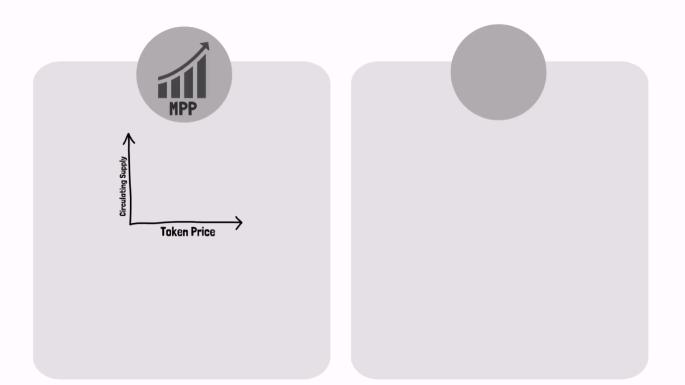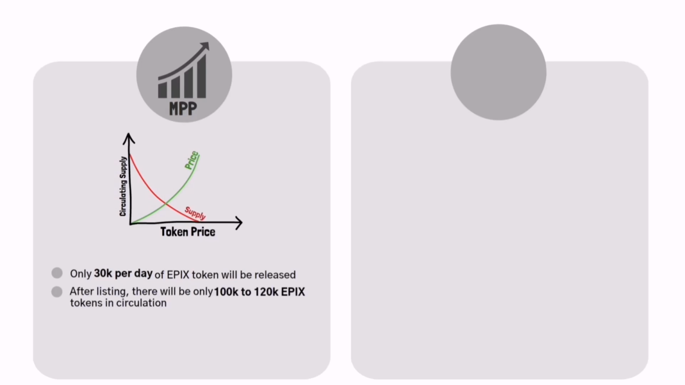As you all know, circulating supply plays a big role in defining the token price of a project. If the circulating supply of a token is under control, their price will skyrocket. This will be exactly the mechanism of Byepix token. Only 30K per day Byepix token will be released in the first 30 days. After the first week of Byepix token listing, there will be only 100K to 120K Byepix tokens in circulation instead of 5 million. It means within the next 20 days after the listing, the price will definitely be up to $20 and increase upwards.